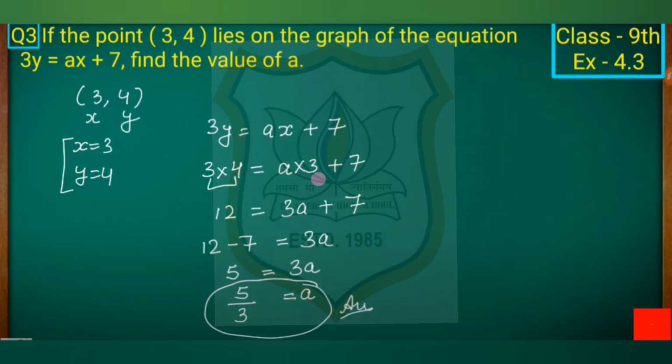Here the plus 7 goes on the other side, it will become minus 7. So 12 minus 7 becomes 5. 3a equals 5. So we get the result a equals 5 by 3. In this we have to just put the value of x and y in the given equation and find the value of a. Many questions are like this. Let's do the next question.